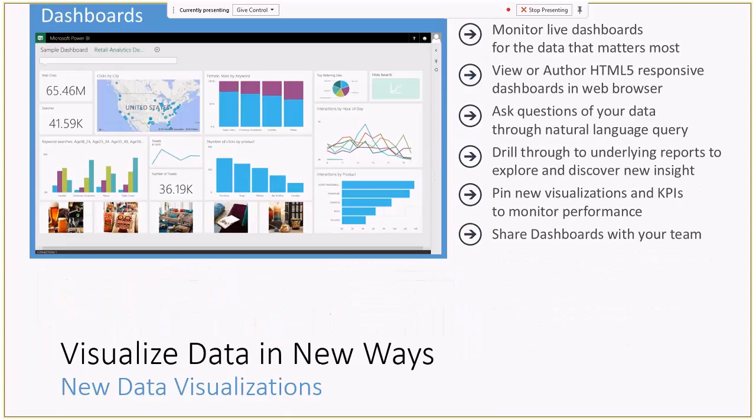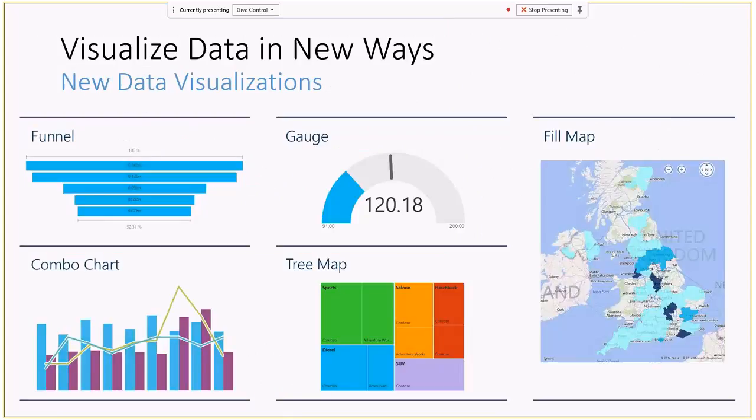Visualization of data can also be done in newer ways. For example, not just a pie chart or a bar chart or a column chart. You can view data in a funnel, gauge, fill map, tree map, combo chart. These are some of them. So there are new ways of analyzing data, not just the old bar charts and pie charts.